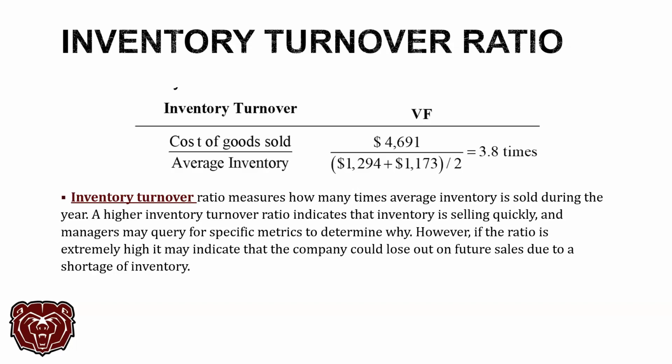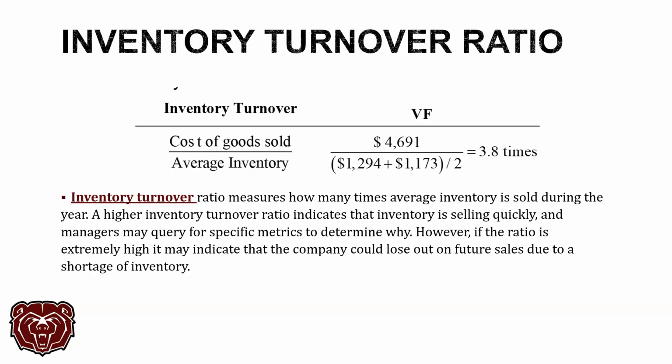Why are these things selling so quickly? Typically, you want this ratio to be fairly high, but if the ratio is extremely high, it could really indicate that in the future you may be losing out on some sales because you may not have enough of this in stock to sell. You may not have enough supply to meet demand, right? Very basic economic concept.